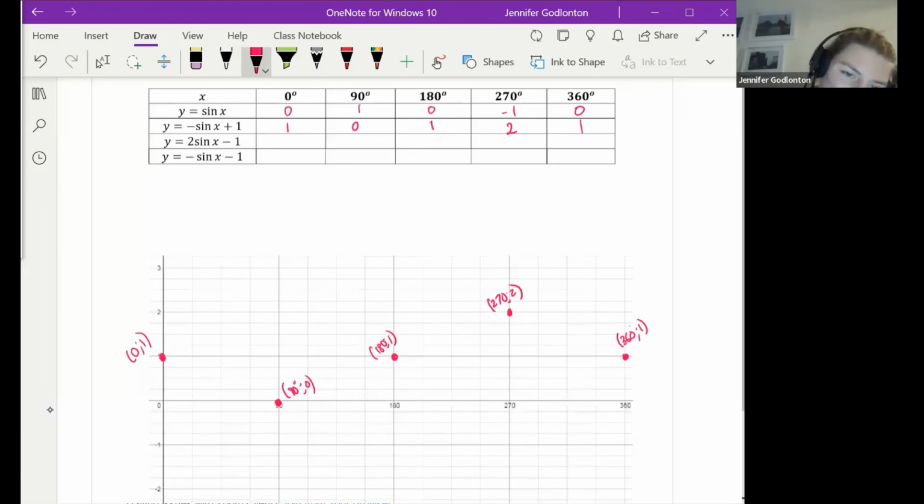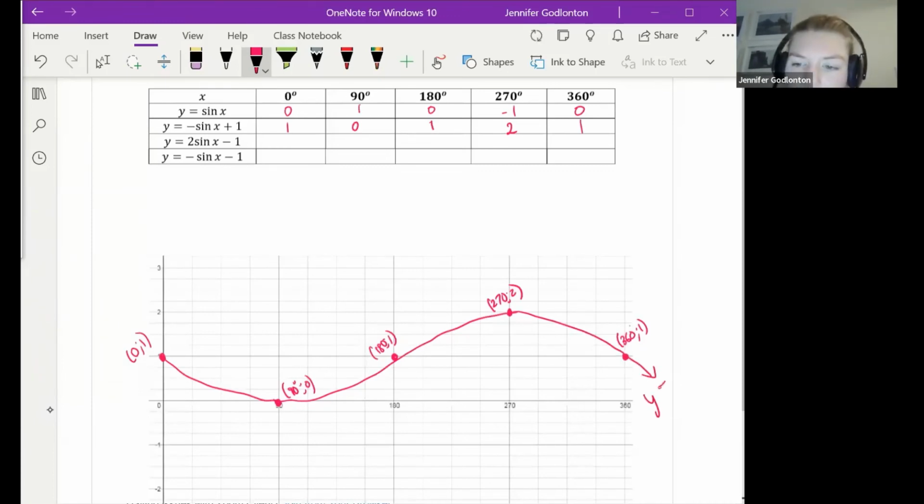Okay. And so we just draw that in. Oh, gosh, that's going the wrong way. Minimum. And then we slowly come up to our maximum. And we bring it down. And that would be y is equal to negative sine x plus 1.